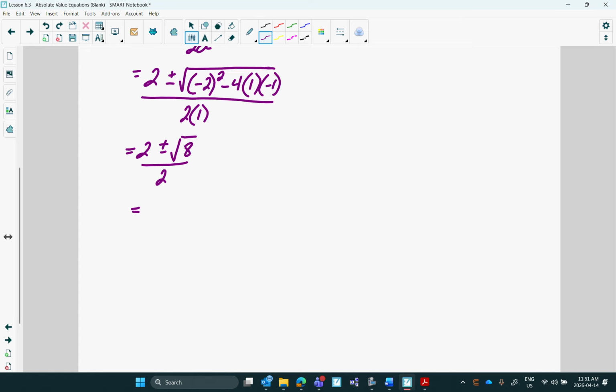Jenna. 2 root 4. Oh, you got the right idea, but you just simplified it incorrectly. 2 root 2. Remember, you got to simplify this. Highest perfect square is root 4, so it's root 4, root 2, 2 root 2. Now what can we do? Cancel the 2's. And we're left with 1's. So we've got 1 plus or minus 1 root 2, and we don't have to write the over 1.